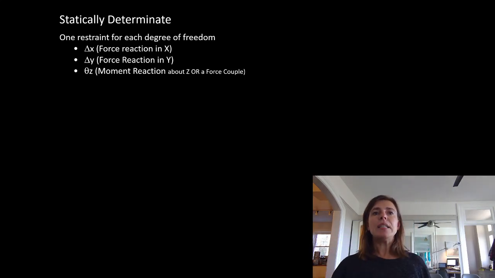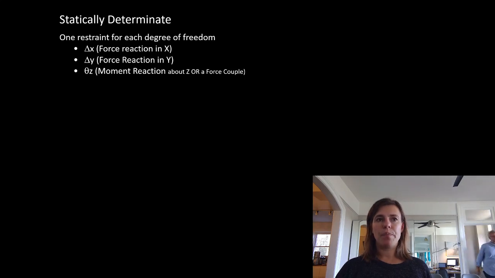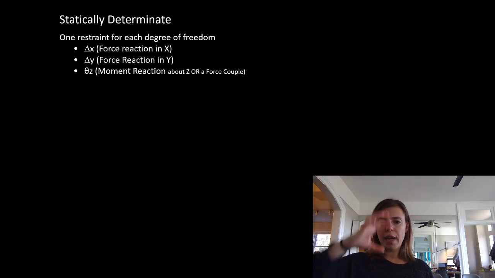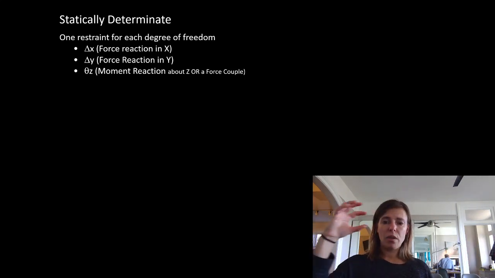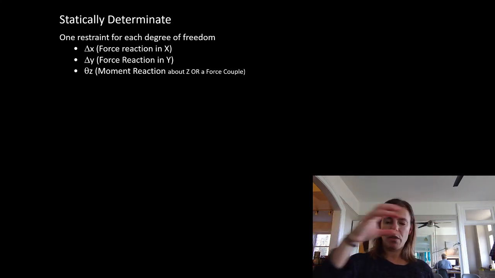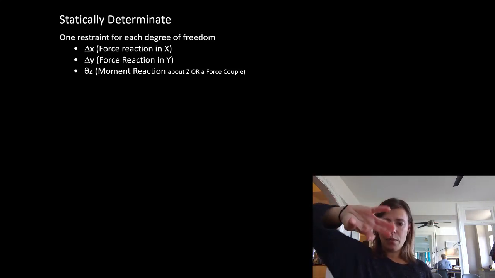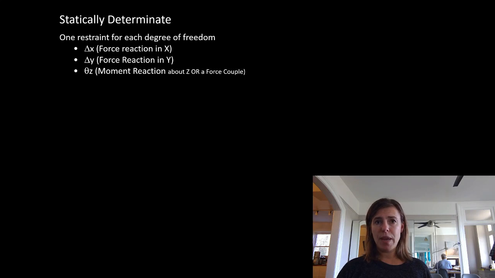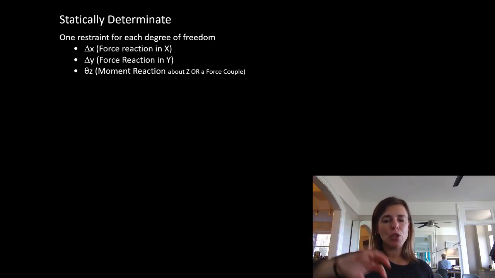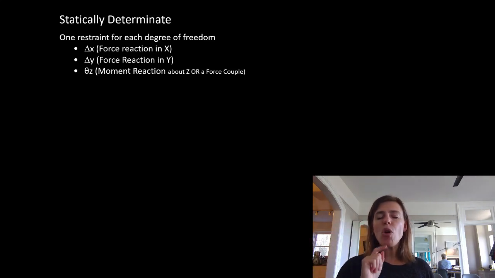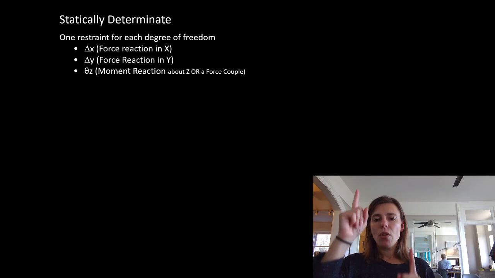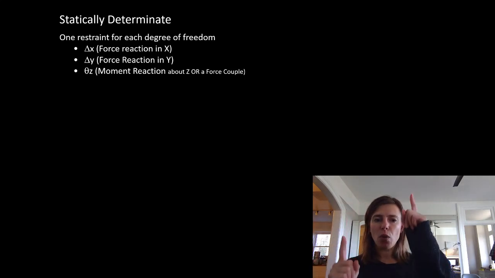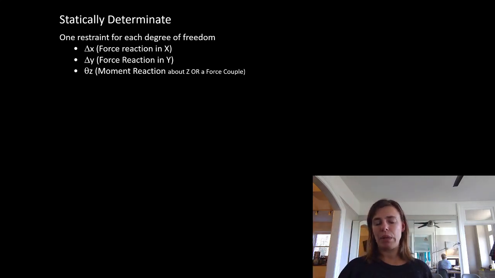So statically determinate means that we have one restraint for each degree of freedom. We have something restraining our object from going up and down, something restraining our object from going side to side, and something to restrain our object from spinning. Remember, that means there's something that's restraining a moment, but a moment doesn't have to be restrained with just a moment. It could be resolved or have a reaction for a force couple instead.